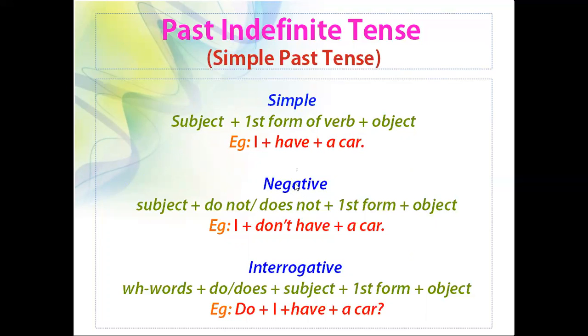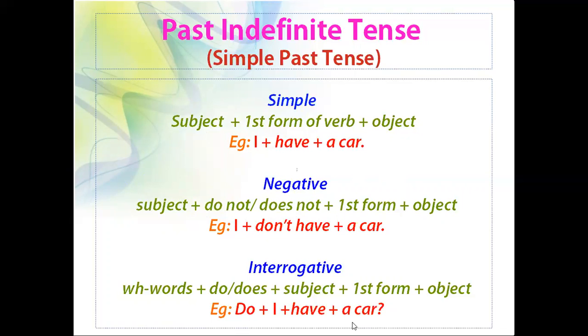While writing a negative sentence, the structure is subject plus do not or does not plus first form plus object. Example, I don't have a car. While writing in negative, you should add not. So again, subject plus do not or does not plus first form plus object. Example, I don't have a car.